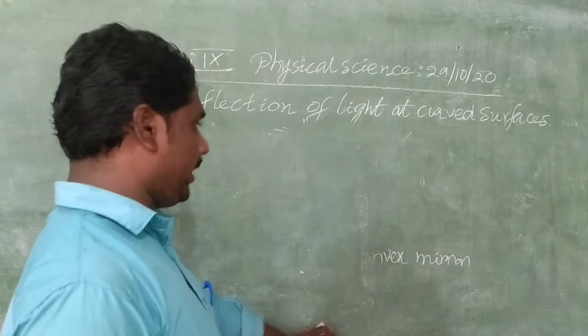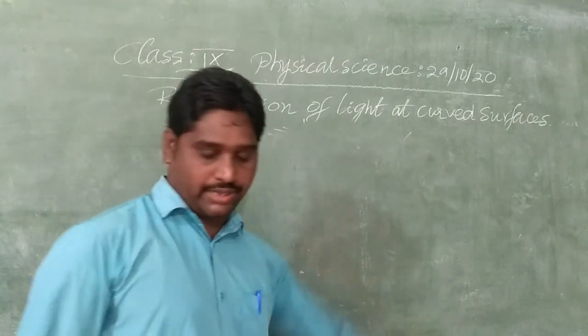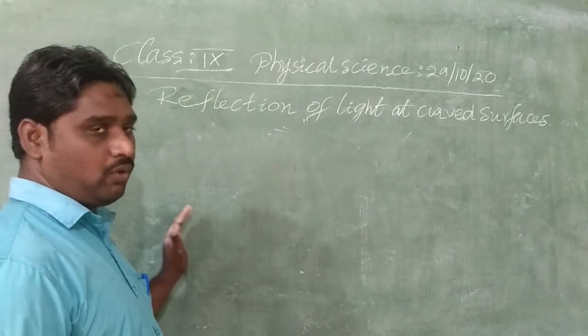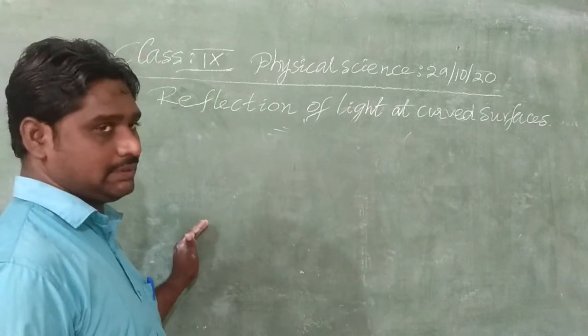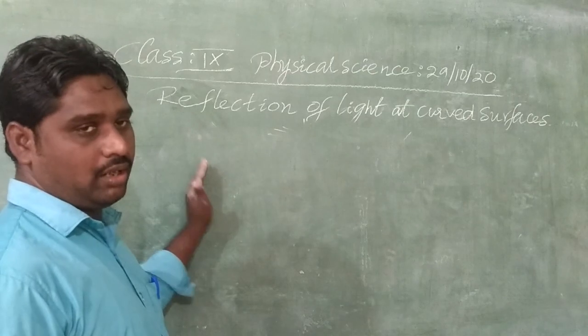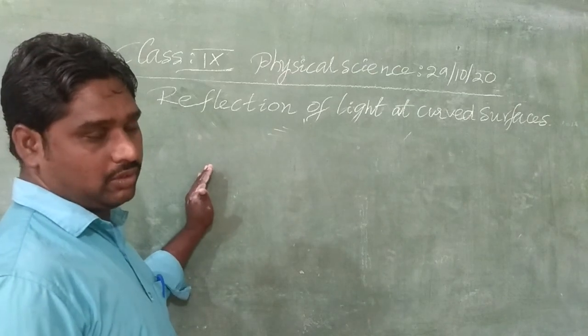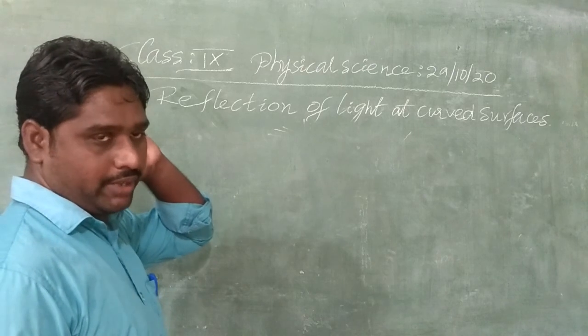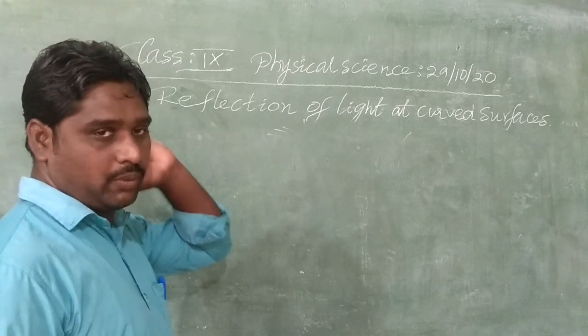In the case of curved mirrors, that is the concave mirrors and convex mirrors, we have to find out the normals. How can you find the normal line? We can draw and find the center of curvature.